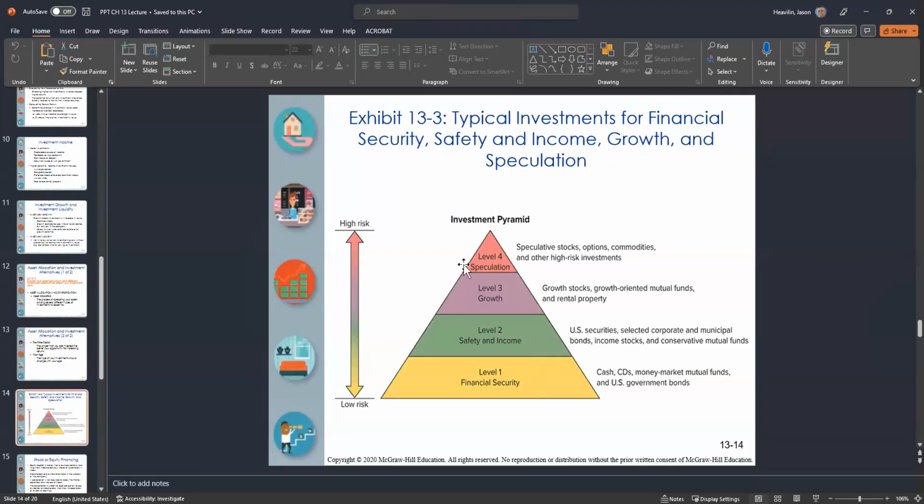Here, notice at the top, speculation again. Stay away from there. You should never be there unless you just have a little side fund, a budget for gambling. Besides that, stay away from there. So typically when you're young, you start at level 3, growth. It's an oversimplification, but it gives you the message. When you're young, you're looking into this growth.